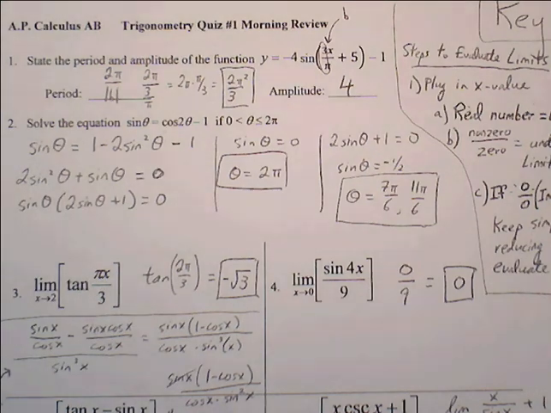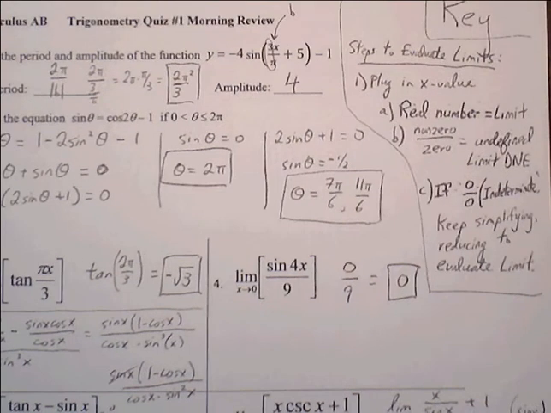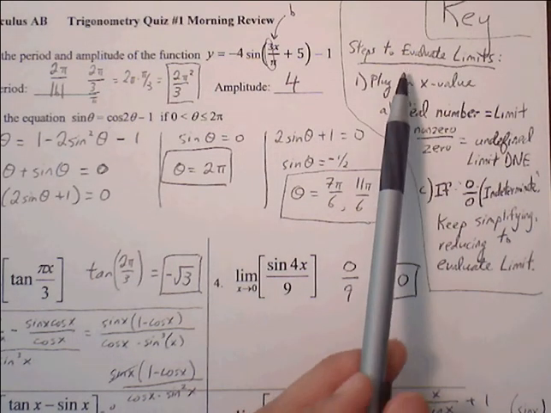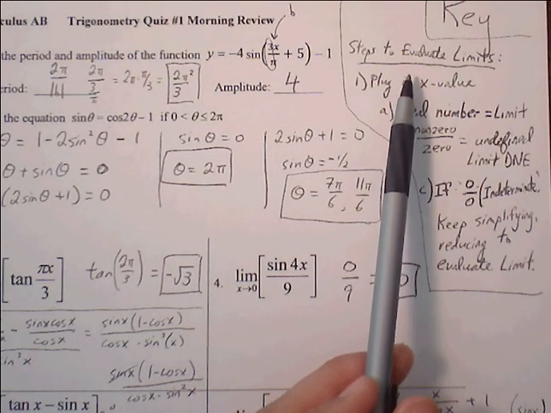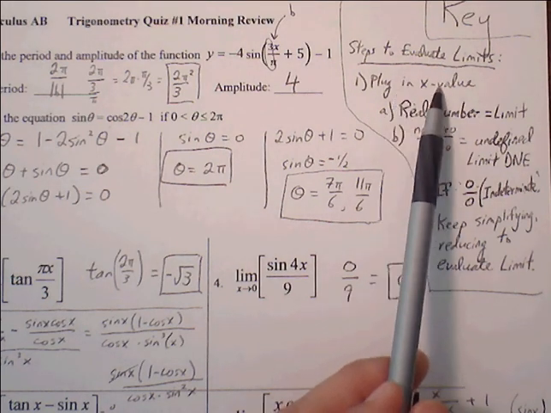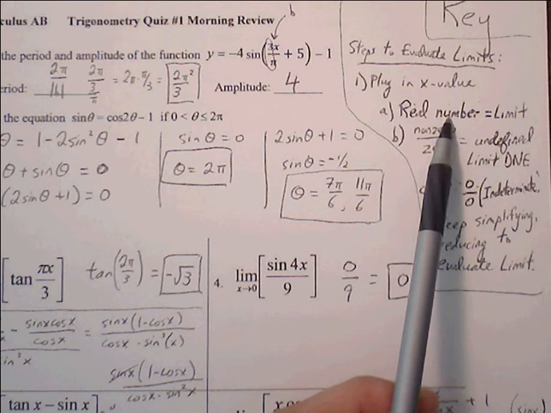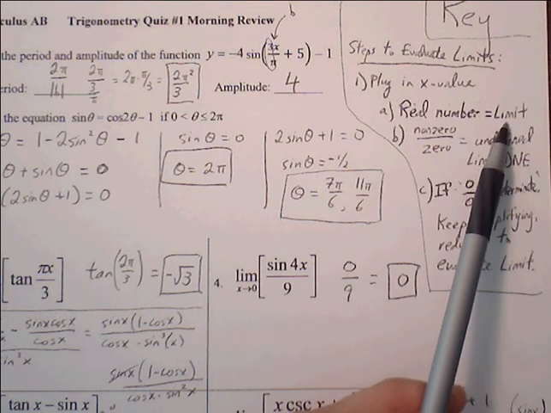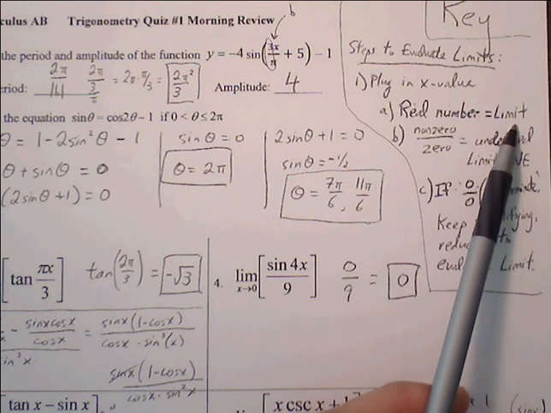All right, before we get down to 3 through 6, let me just review the steps to evaluate limits. First thing we always do, if we're trying to evaluate limits algebraically, is take the x value and plug that in. If we plug that x value in, and if we get a real number, then that's the answer, that's our limit. There's no need to do any further work.